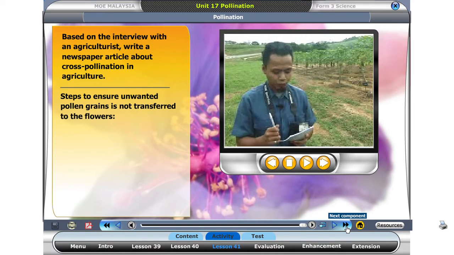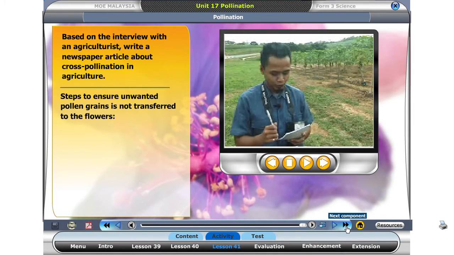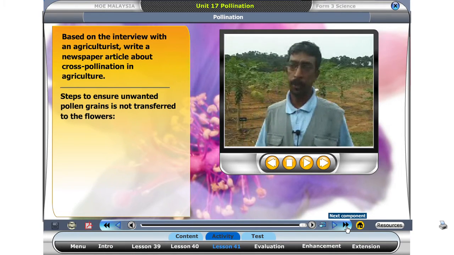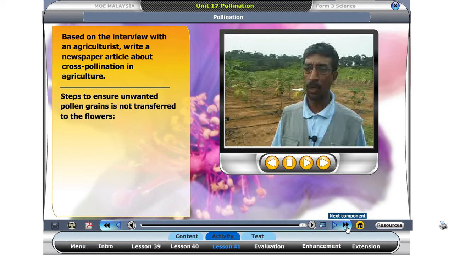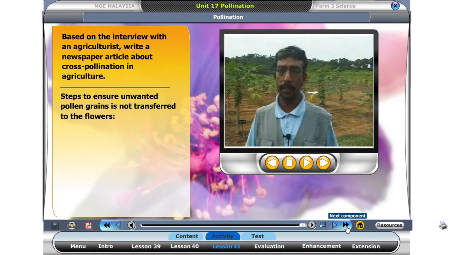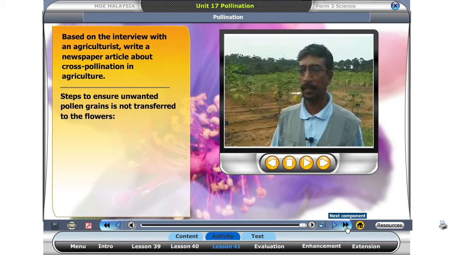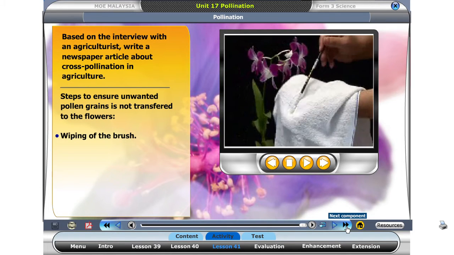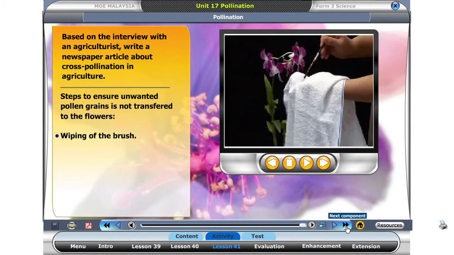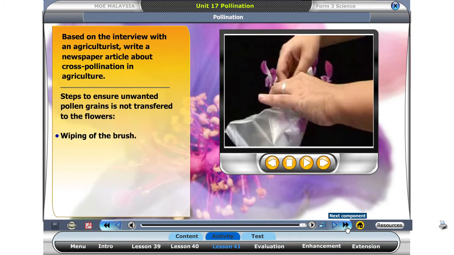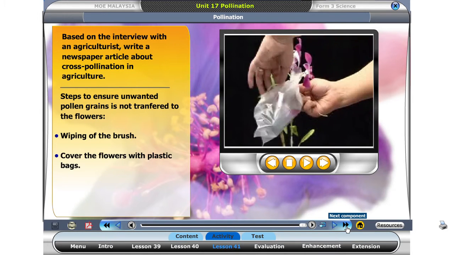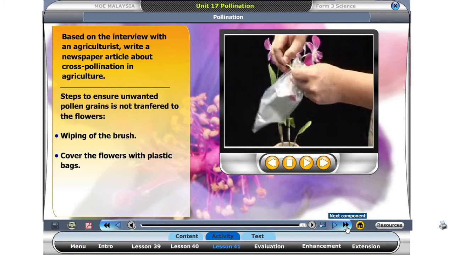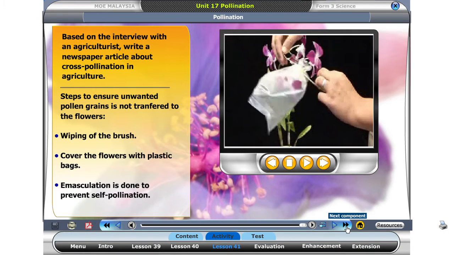What steps are taken to ensure that unwanted pollen grains will not be transferred to these flowers? As I mentioned before, during cross-pollination by the workers, the worker must make sure no pollen was picked up during the pollination of the variety that you are pollinating by wiping off the brush before returning the brush in the pollen container. Other than that, the flowers must be covered with plastic bags to ensure the flowers are not pollinated by wind or insects such as bees. Emasculation is done to prevent self-pollination.